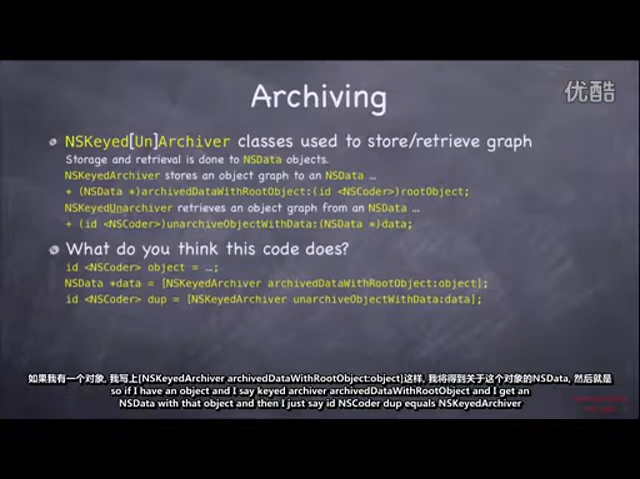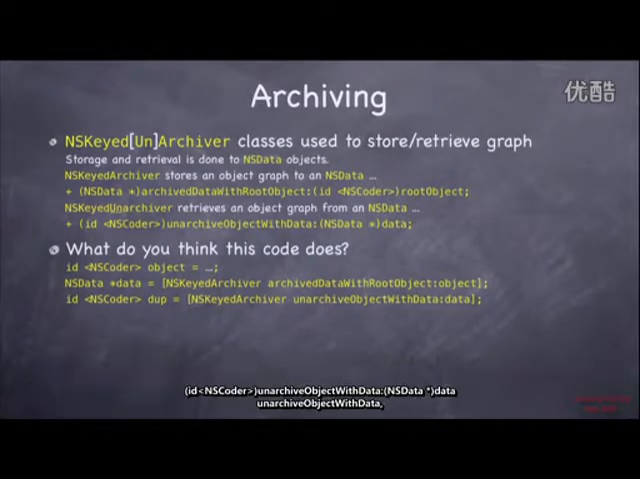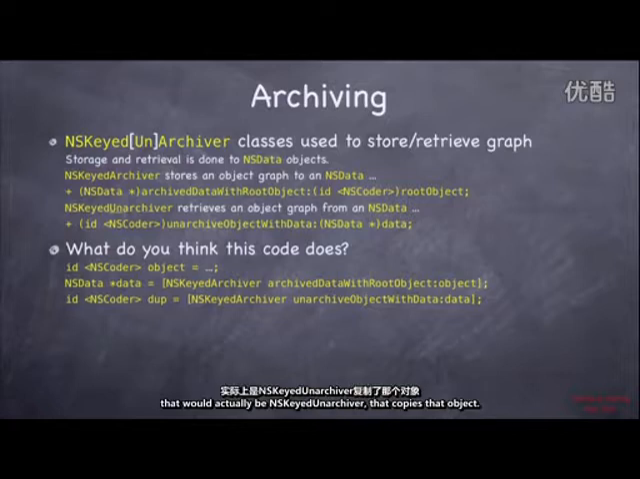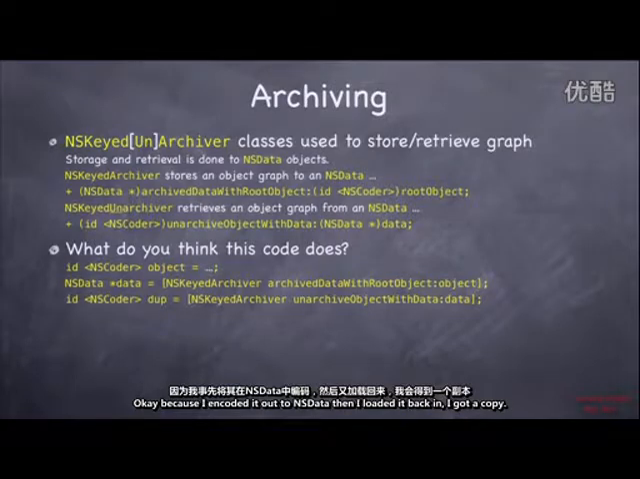So if I have an object and I say keyed archiver, archive data with root object, and I get an NSData with that object, and then I just say id NSCoder dupe equals NSKeyedUnarchiver unarchiveObjectWithData. That would actually be NSKeyedUnarchiver. That copies that object. Okay?